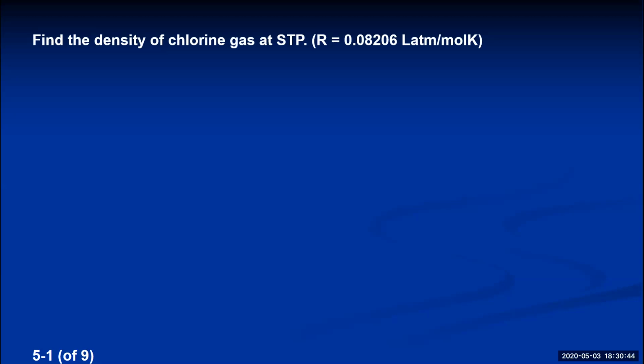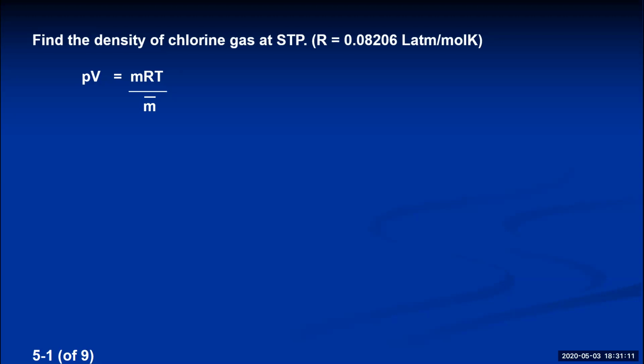Anytime you're looking for a variable of a gas and you know other variables, usually we do this with PV equals nRT. If you're trying to find the density, though, it's a little bit different. Density is actually mass divided by volume, and PV equals nRT doesn't have mass in it. So we use the alternate form of the ideal gas law equation, PV equals mass over molar mass RT, because if you can arrange this with M divided by V, that's going to be your density.